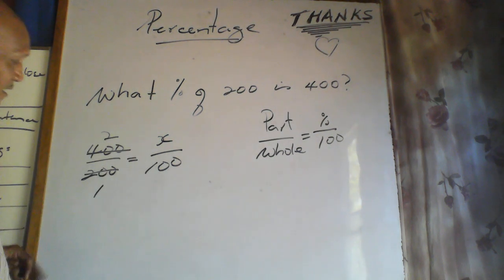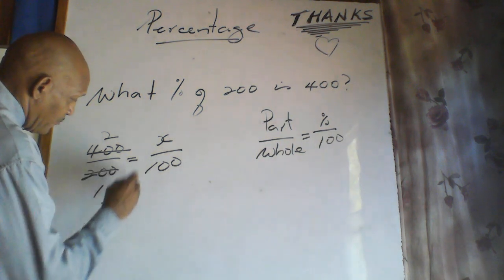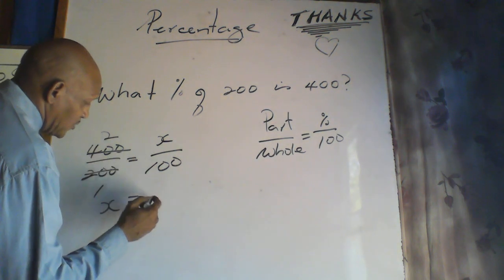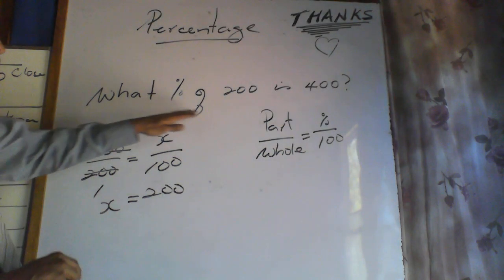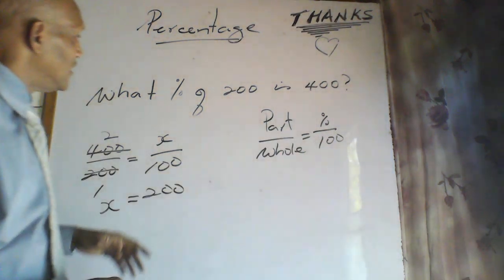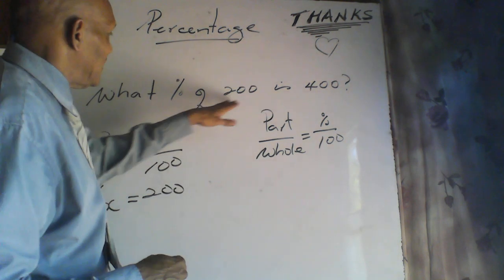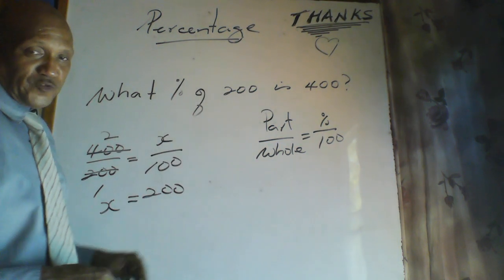That's the easiest thing. 1 times x is x. Bring down my equal sign. 2 times 100 is 200. So what percent of 200 is 400? So actually 400 is 200% of 200.